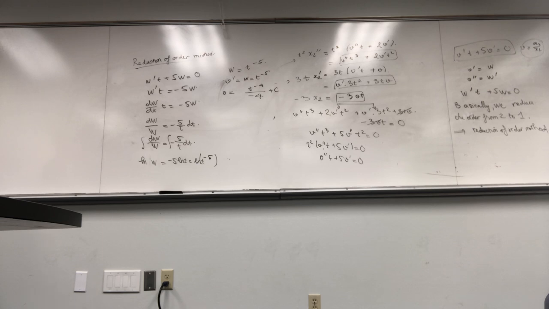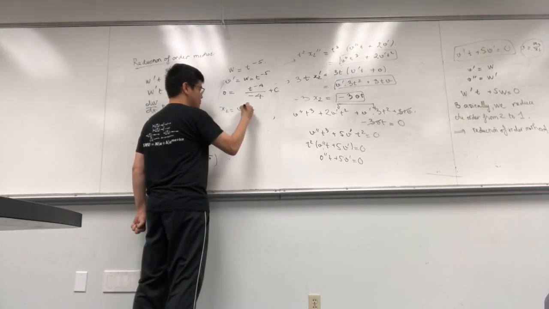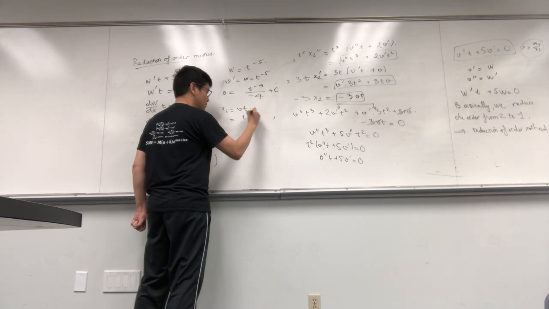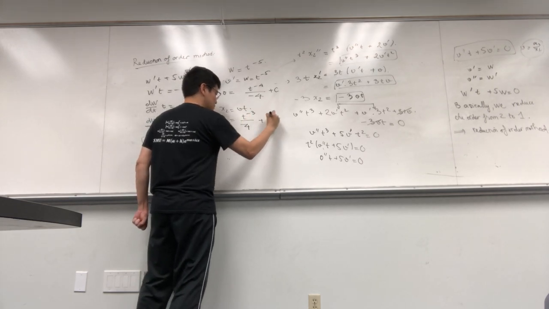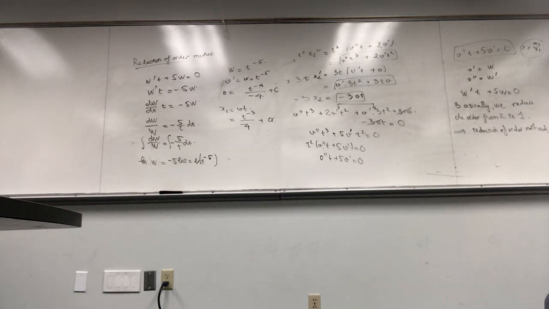Now, what is the value of x2? Would it be t to the minus 3 over minus 3 plus c2? So x2 will be V times t, right? So this gives me t to the power minus 3 over minus 3 plus ct. Alright?